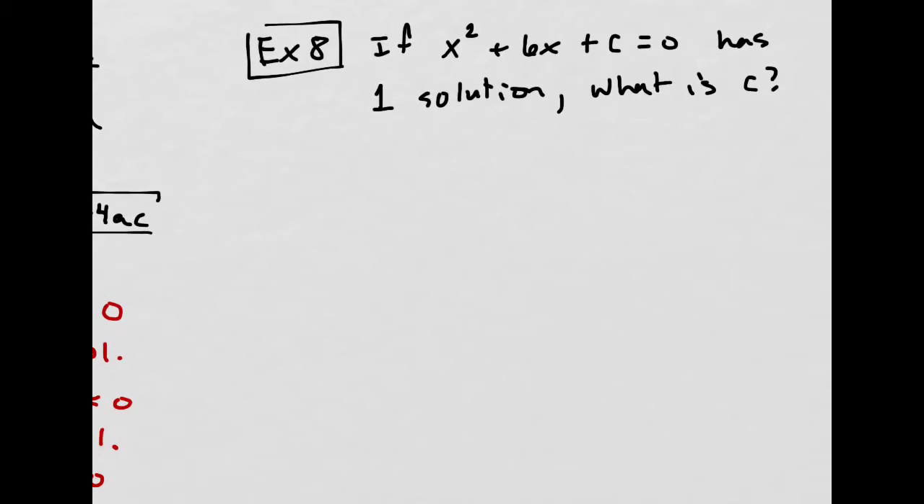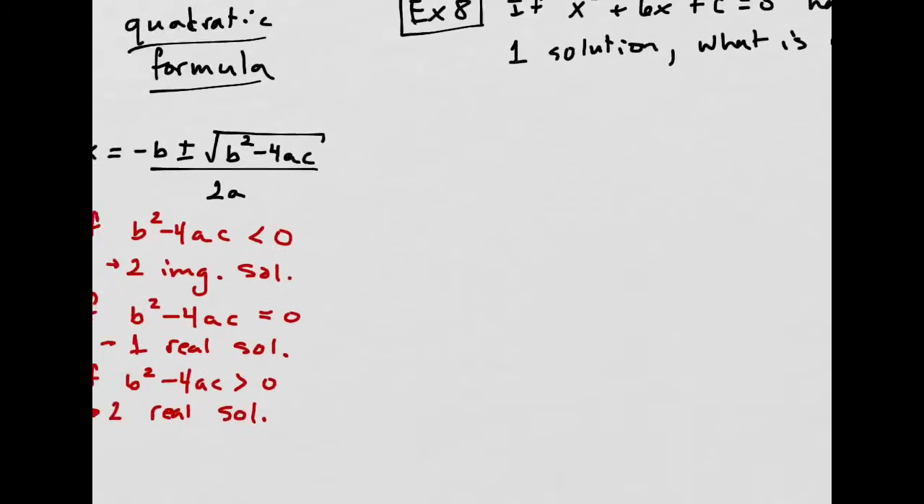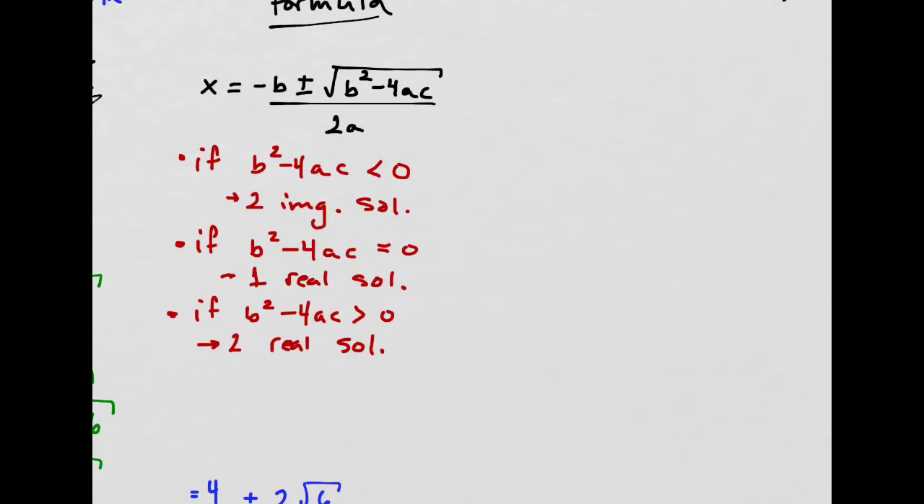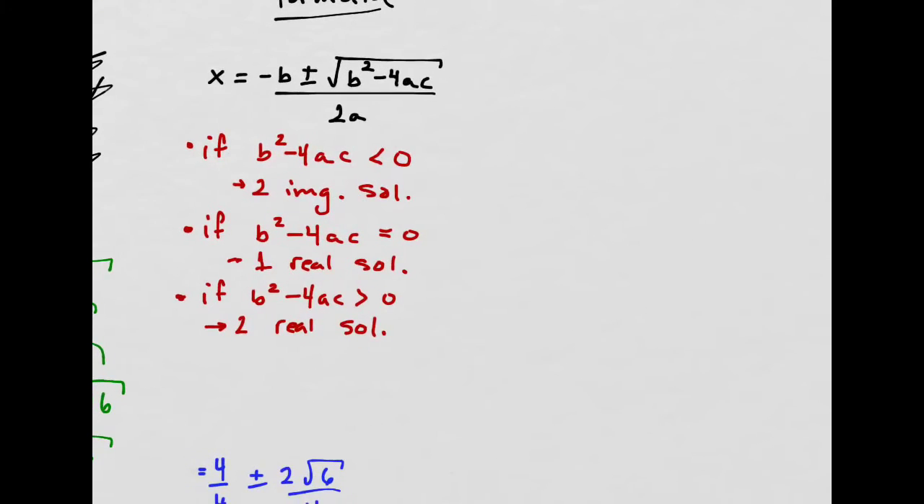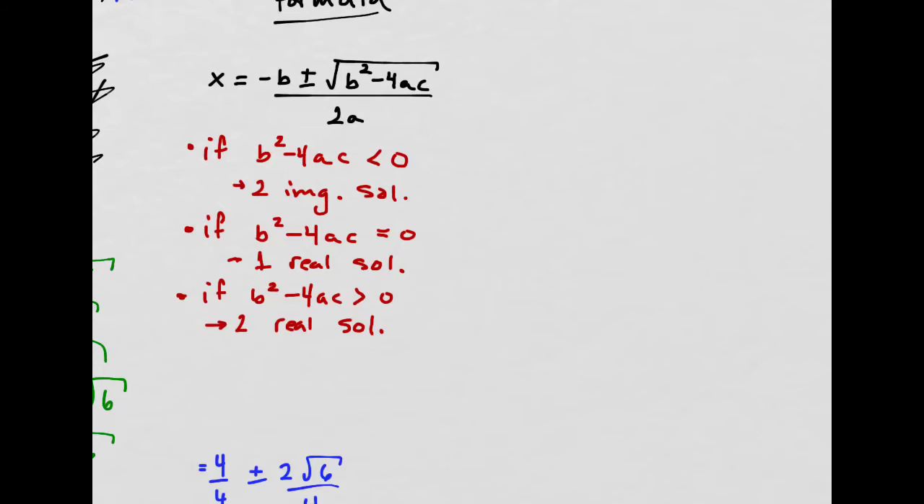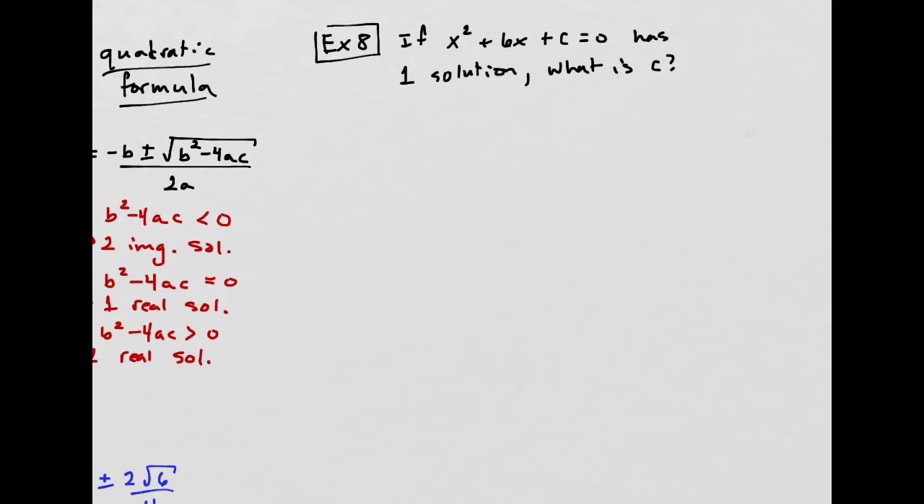Okay, if x squared plus 6x plus c equals 0 has exactly one solution, what is c? We're trying to figure out c here. So this might be a little bit confusing. However, we have these three things, and it's talking about the discriminant here. This is called the discriminant. So the only situation where I have one solution is this one. So this must be equal to 0. That's what it's saying here.